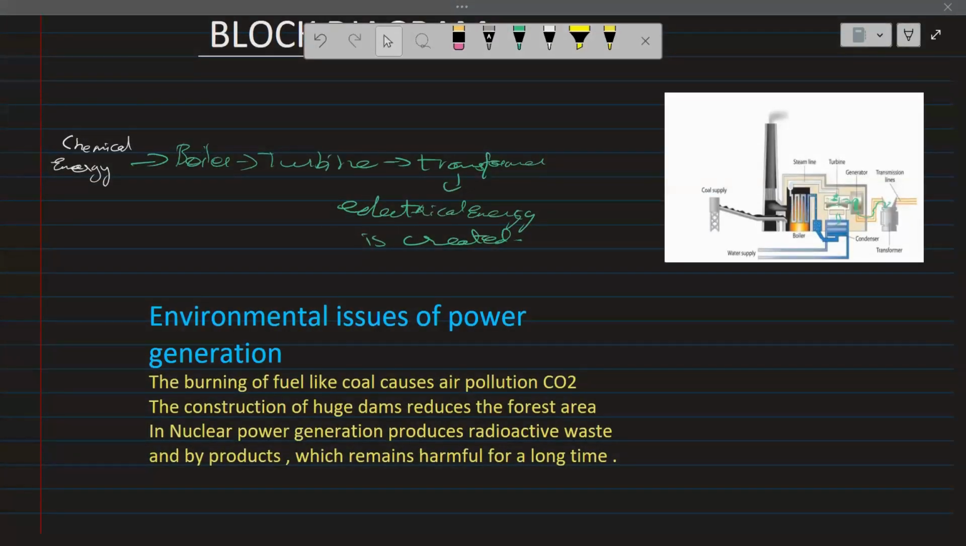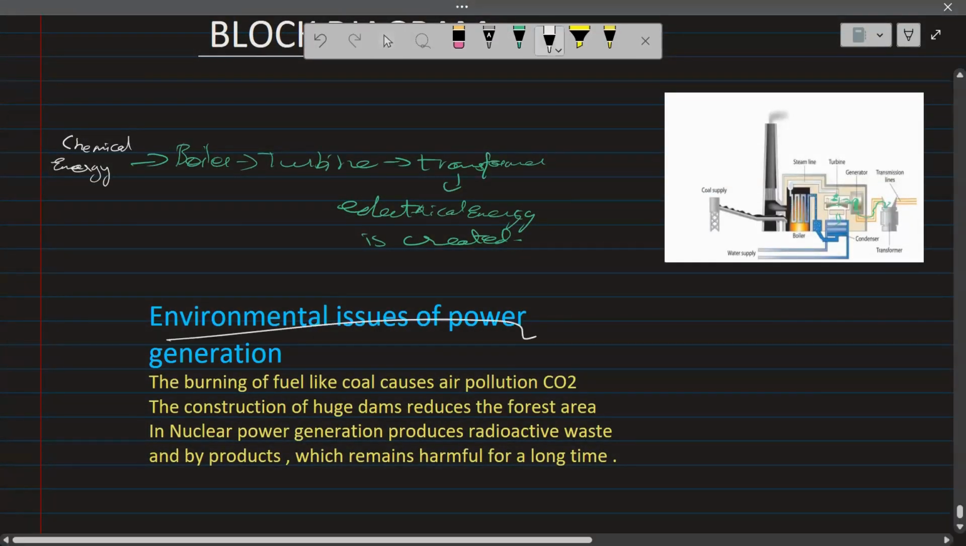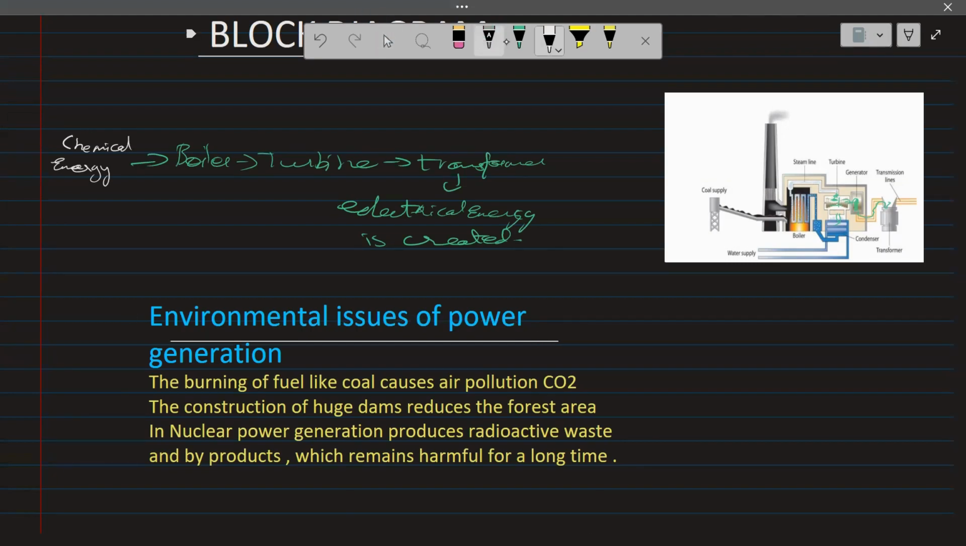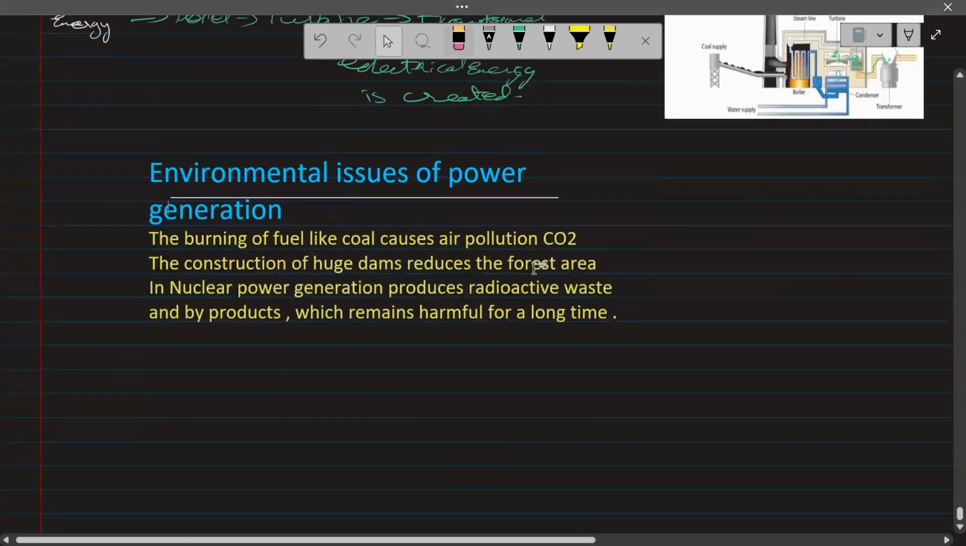Now let's start environmental issues of power generation. The first environmental issue is that the burning of fuel like coal causes air pollution, like CO2. The second issue is that the construction of a huge dam reduces the forest area. When a dam is created, the forest area is cut down.